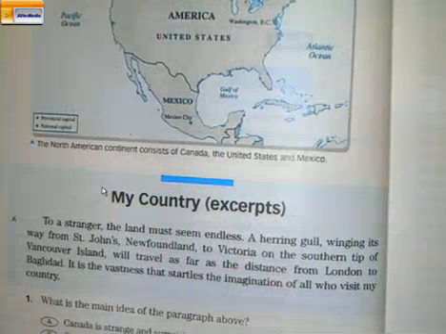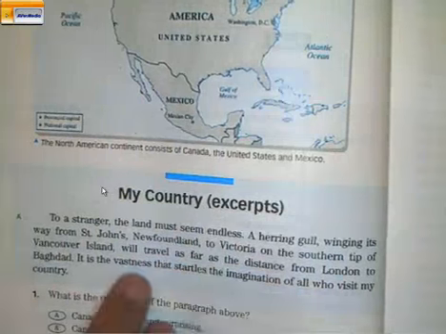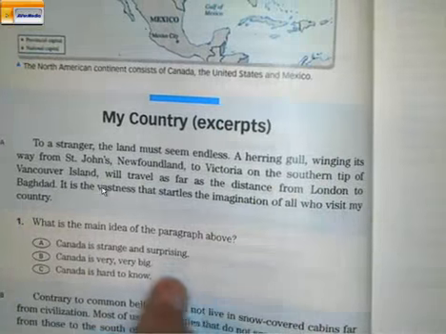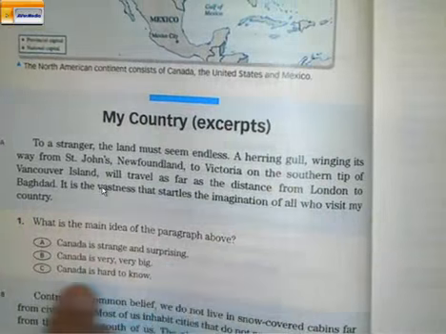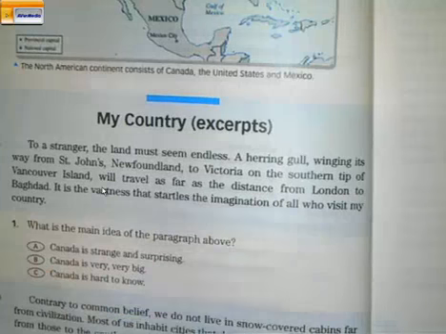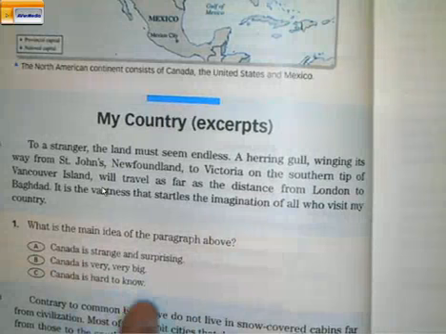Endless means there is no end of this land. And we have the word vastness. We said very large, very big. So let's see where is the correct answer here. The main idea is: Canada is strange. Canada is very, very big. Canada is hard to know. Well, I'm sure that you know the correct answer, which is B. Canada is very big.